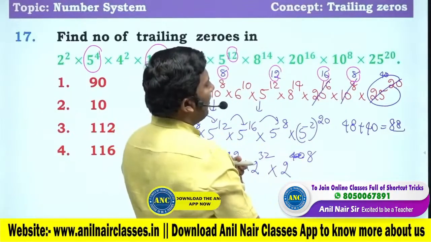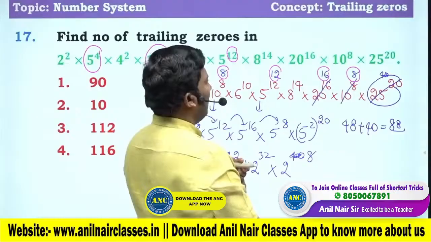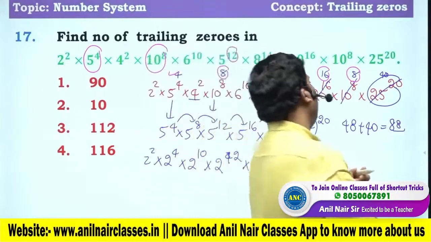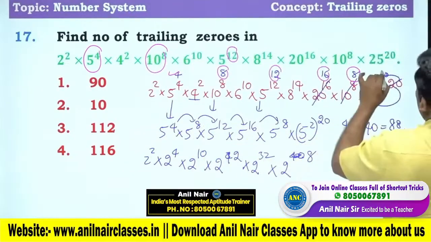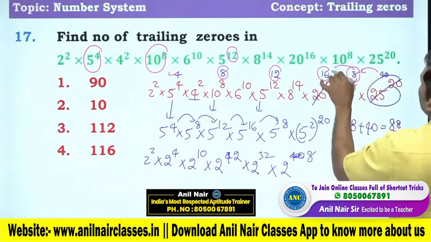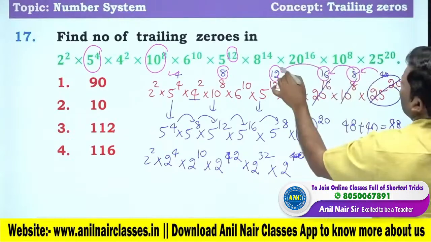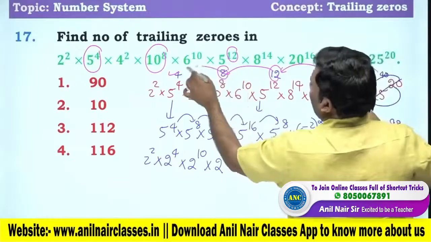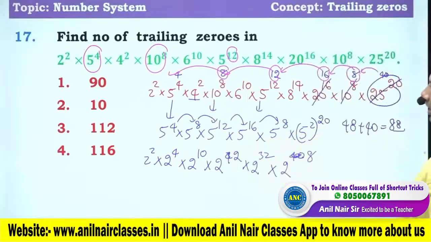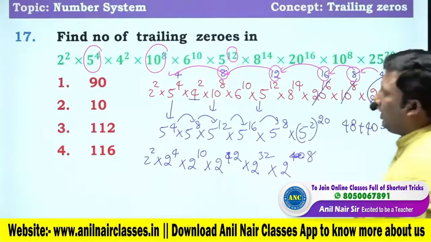25 is 5 square. 5 square means it is 40. So this will be 48, 64, 76, 84, 88. I got 88 for the power of 5. That means for the power of 2, let us do it.